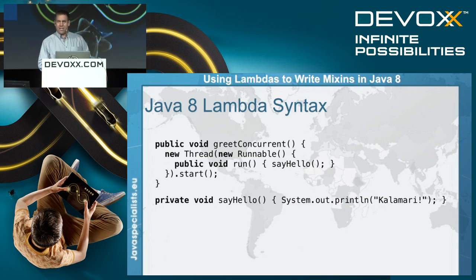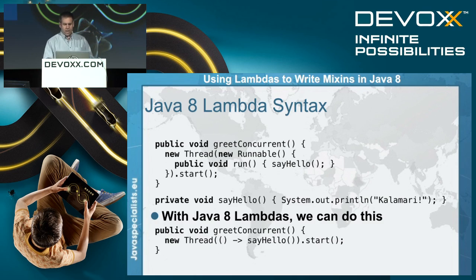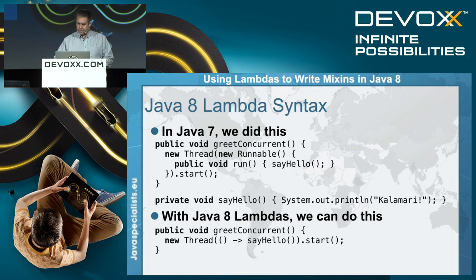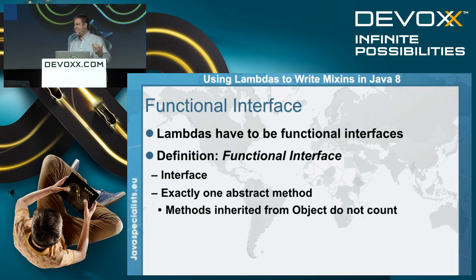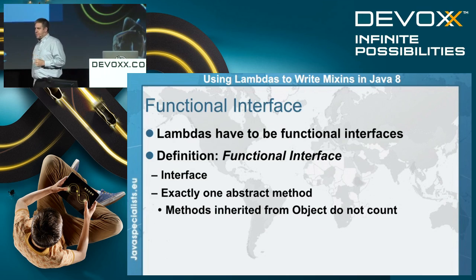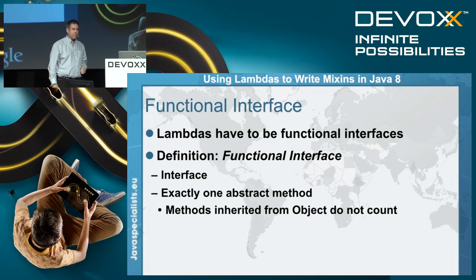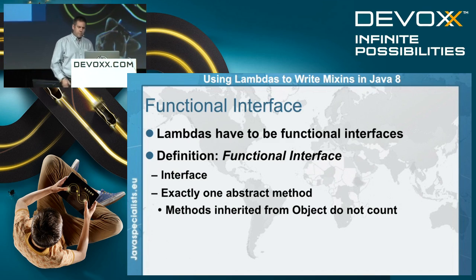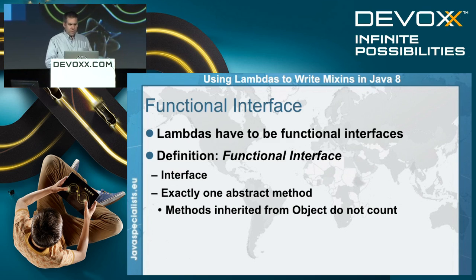And in Java 8, we've got the simplified syntax. We can simply say new Thread, and then round brackets, because parameters, and then minus greater than, sayHello, dot start. So it, of course, makes it look much nicer. Now, the question is, what can be a lambda? And when I first started looking at Java 8, I was a little bit confused by this, to be honest, because what is a lambda? Well, first of all, it's an interface.